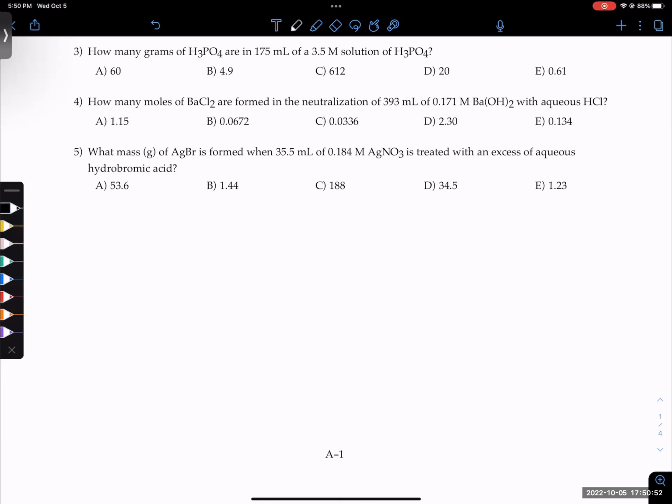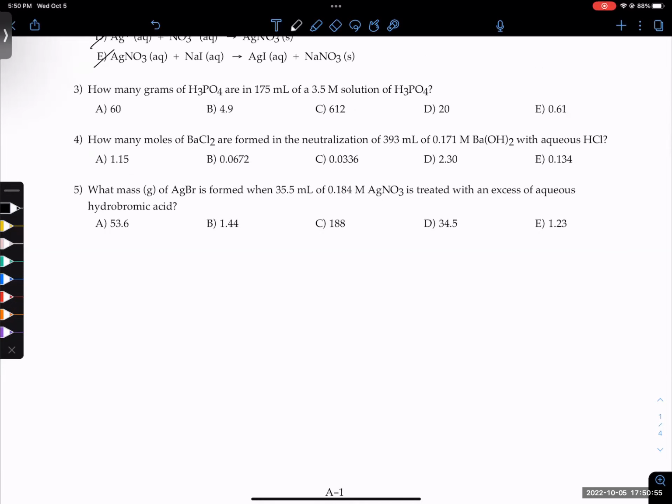Okay. How many grams of phosphoric acid are in 175 milliliters of 3.5 molar solution of phosphoric acid? I see this, the first thing that comes to my mind on a test is the molarity equation. That'll give me the moles. From moles, using molar mass, I can go to grams, right? That's my thought process. So immediately I'm saying 3.5 times the liters. I convert it in my head. I'm doing all this in my head on the test. Is equal to, and I punch it into my calculator.